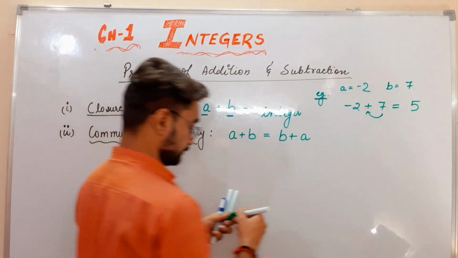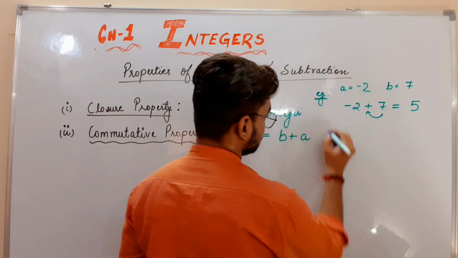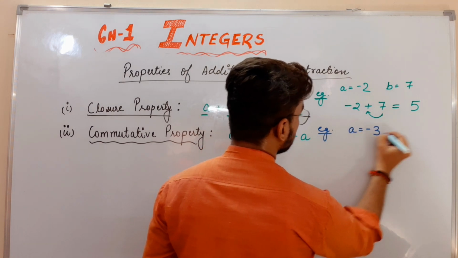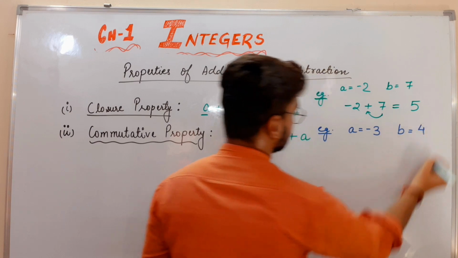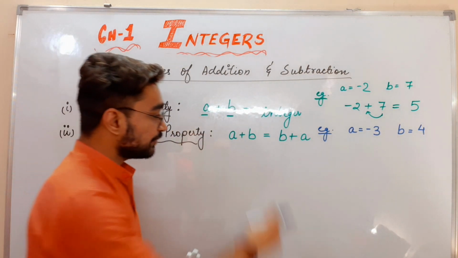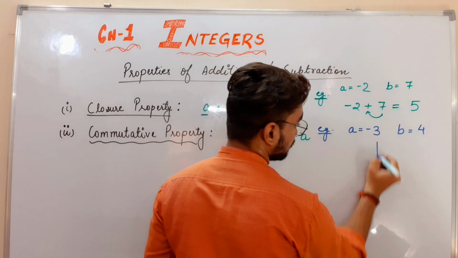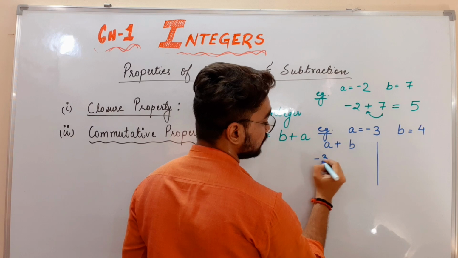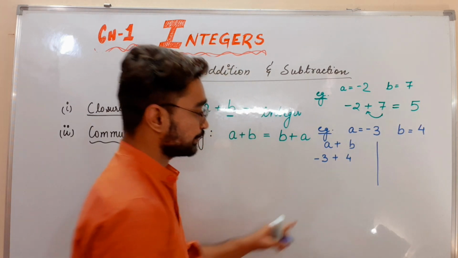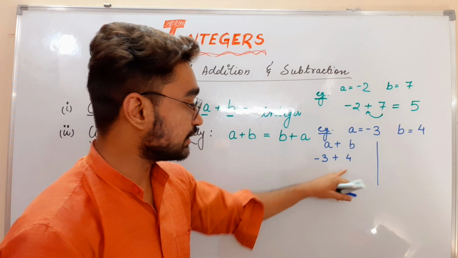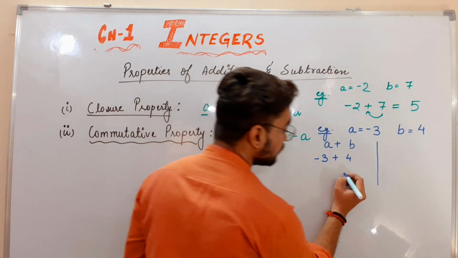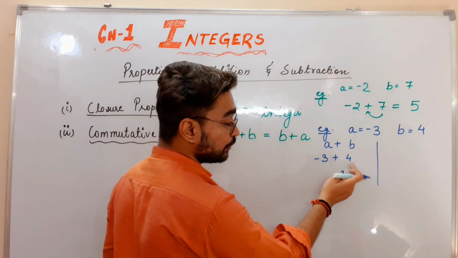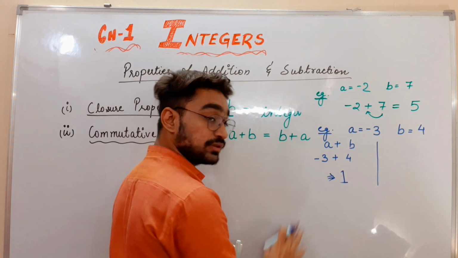Let's take an example. Let a be equal to minus 3 and b be equal to 4. First I write a plus b, which means minus 3 plus 4. We subtract: 4 minus 3 is 1. Will the 1 be positive or negative? It will be positive because 4 is bigger. So our answer is positive 1.